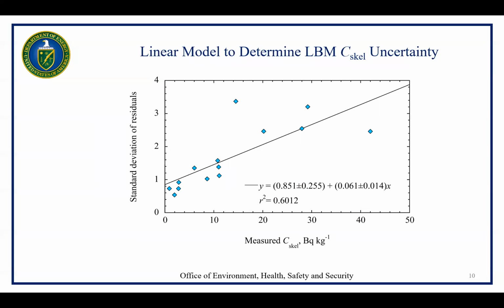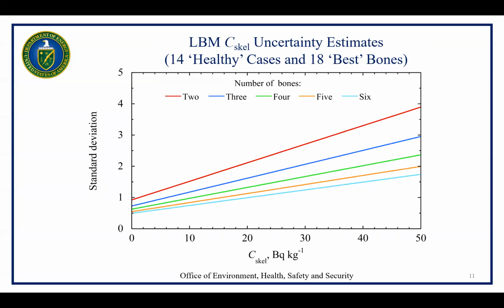So to recap, in the last few slides, I presented a simulation approach to determine uncertainty of the LBM skeleton concentration estimate using 2 sample bones as an example. And the process was repeated for up to 6 sample bones. This figure shows the LBM skeleton concentration uncertainty estimates for 2 to 6 sample bones. So the larger the number of bones, the smaller the uncertainty of the LBM skeleton concentration estimates.